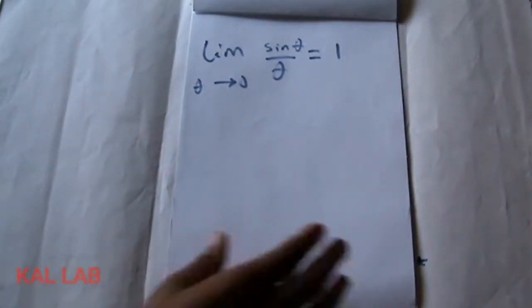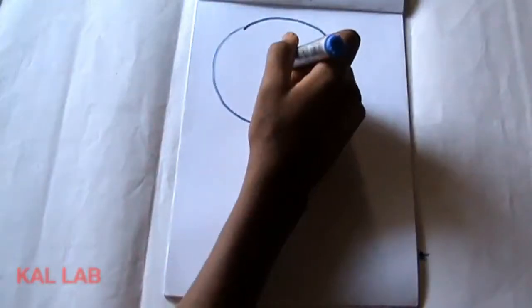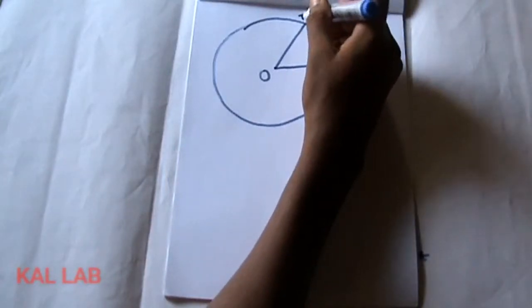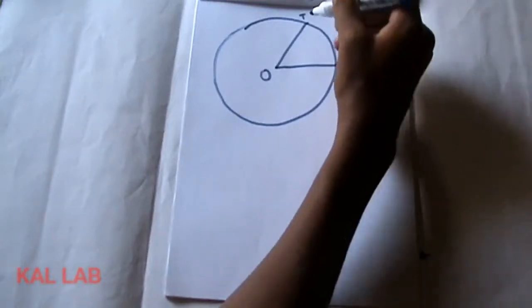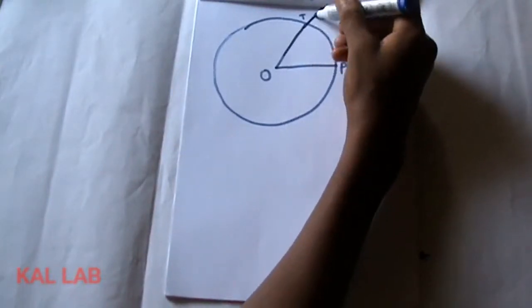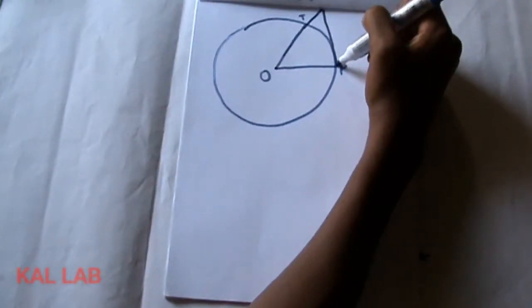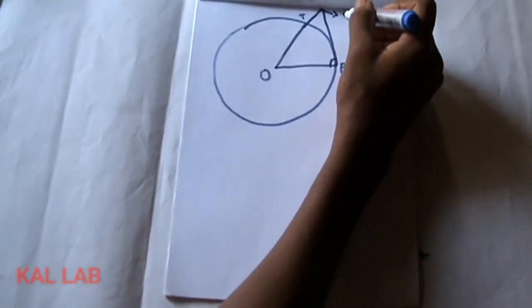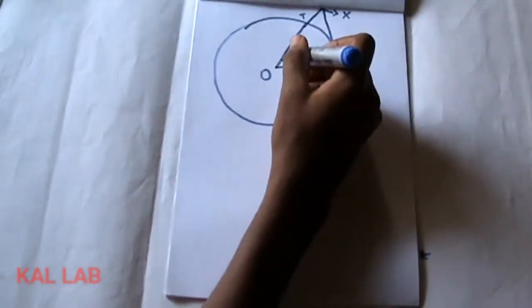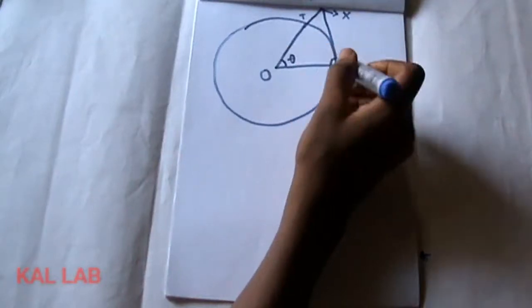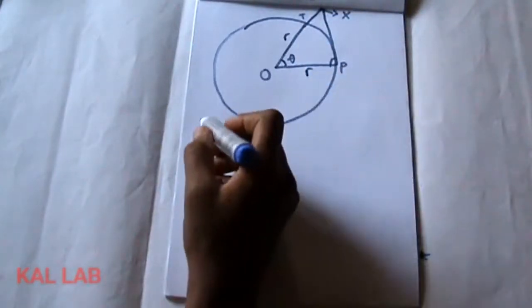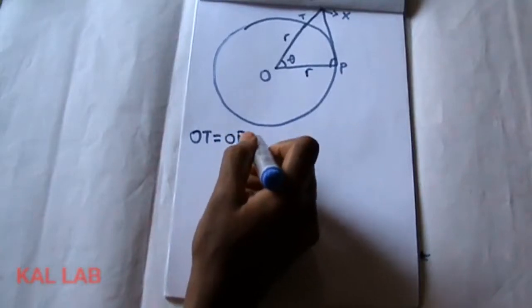So we need a reference circle for this. Assuming we have a circle with center O, and points T and P on the circle, and if this line is extended out, it meets here at 90 degrees, and let's name this point X. This angle should be theta, and since OP is a radius, it's going to be R, and OT is also a radius, so OT equals OP equals R.